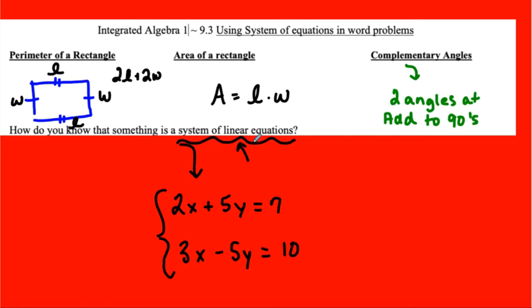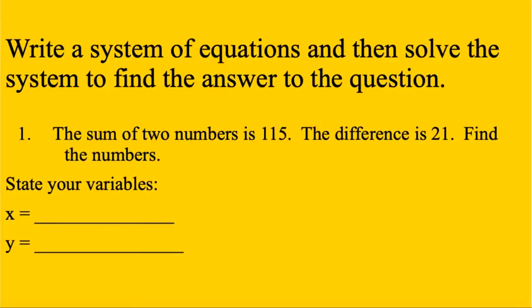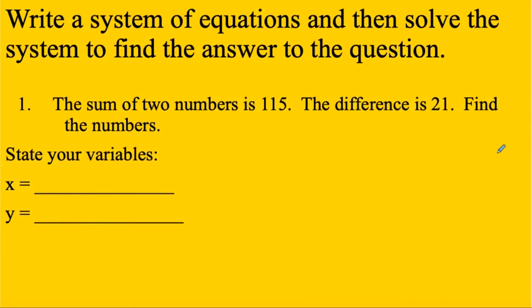We can use any one of those methods that we have learned to solve them. So let's take a look. It says write a system of equations, then solve it to find the answer. We're going to start very basic. The sum of 2 numbers is 115. The difference is 21. Find the numbers.